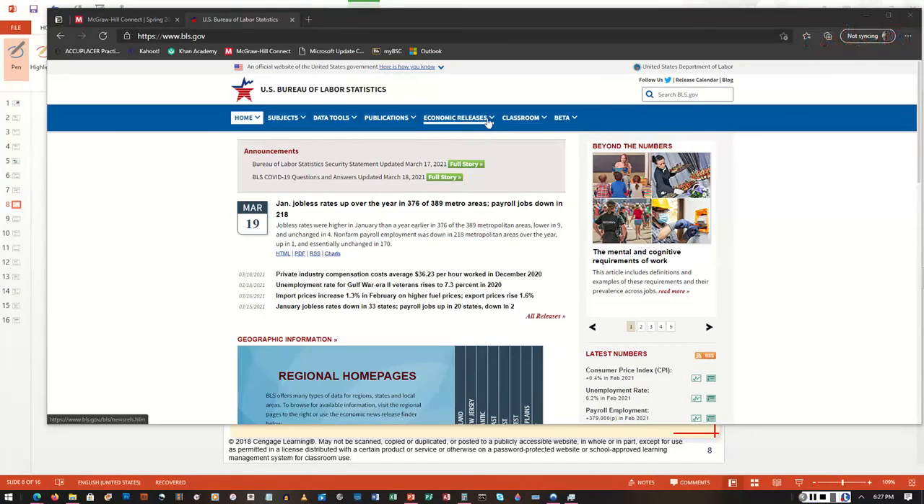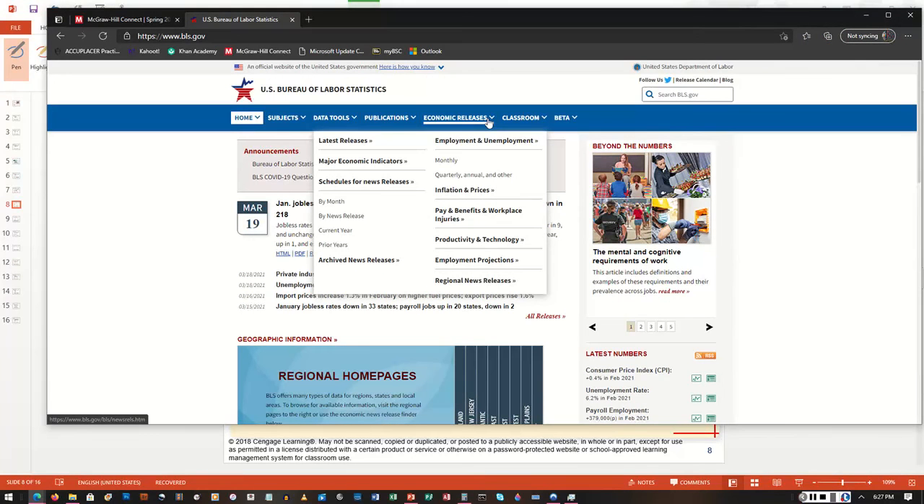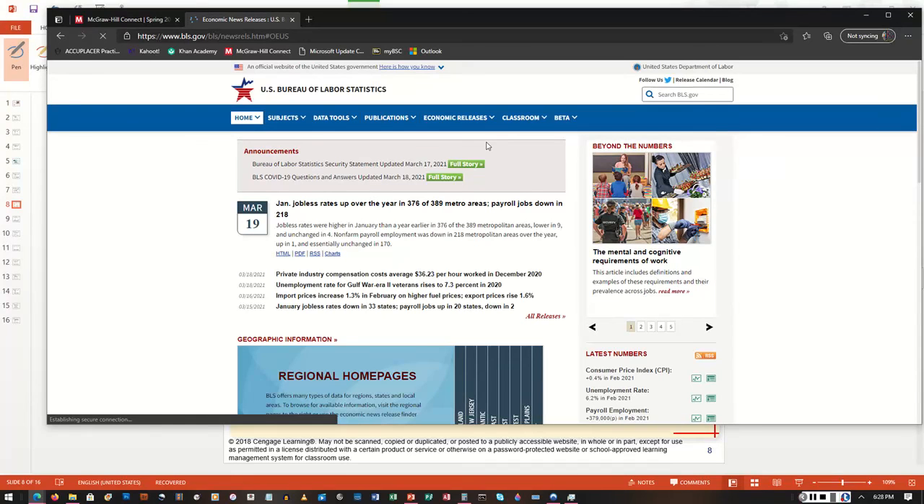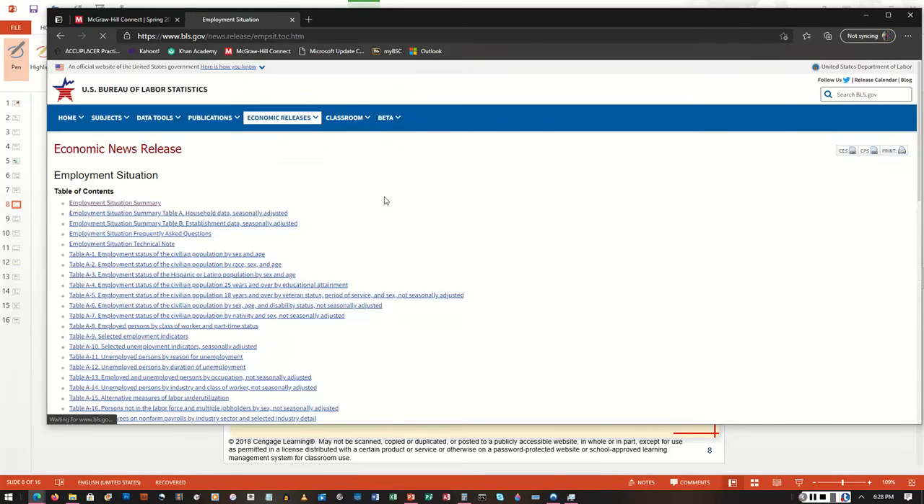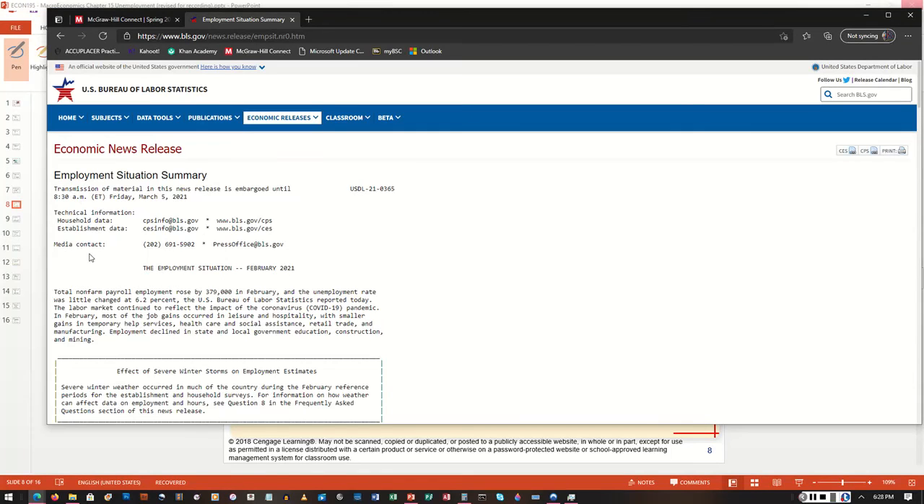okay, from here we're going to go to economic release, go down to employment and unemployment. And we're going to just concentrate on the monthly employment situation. So you have three options here. The first one is the HTML or the website for the employment situation. And if we go to employment situation summary, you can see that this is the employment situation for February 2021.